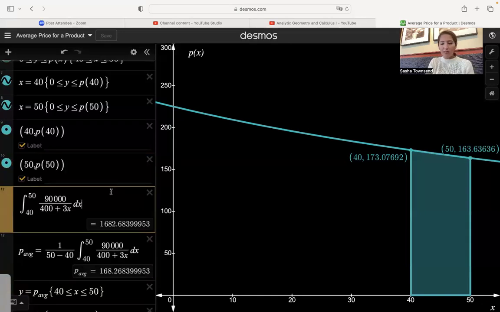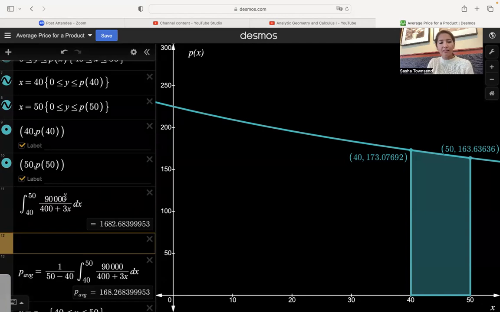Now, Desmos.com will do that integration for us. It tells us that the value of the integral is 1,682.68 approximately. And then if I divide by 10, I get an average price of $168.27. But we might want to use the fundamental theorem of calculus.